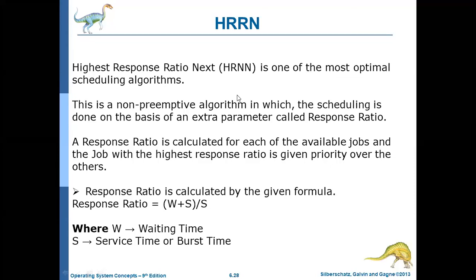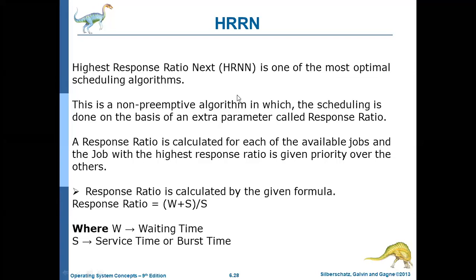Response ratio RR equals waiting time plus service time by service time, that is RR = (W + S) / S. Here service time is called burst time, where W is the waiting time for each individual process, and S is the service time or burst time. Burst time means how much time is required to execute a particular process. Always, the process with the highest response ratio is going to be executed. This is regarding HRRN, highest response ratio.